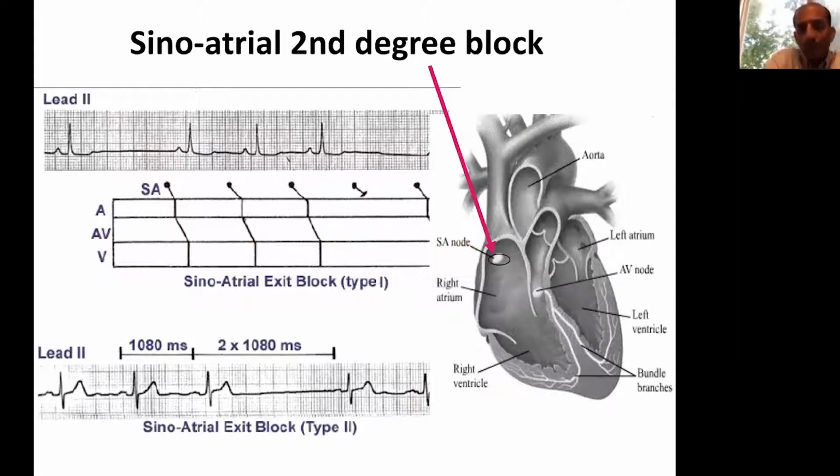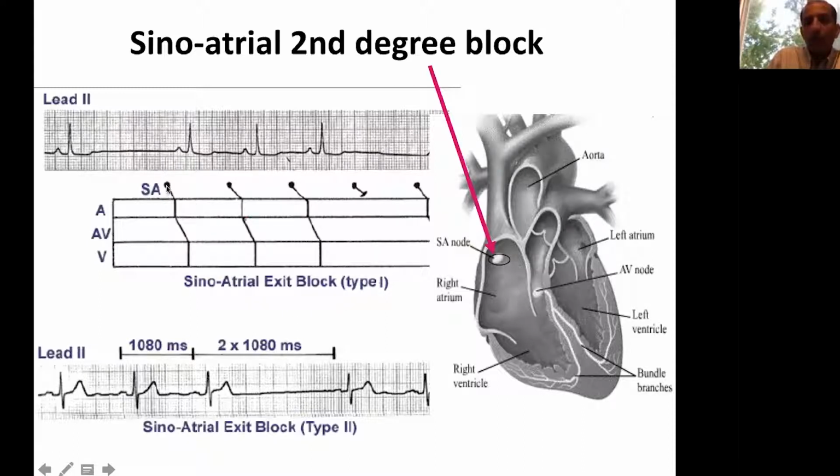So this is showing you an example of second degree type 2 sinus exit block. As I told you earlier, here the P to P interval was 1080 milliseconds and the pause was twice 1080 milliseconds. So you know that this is type 2 exit block. If the pause is not a multiple of that interval, then it's a type 1.